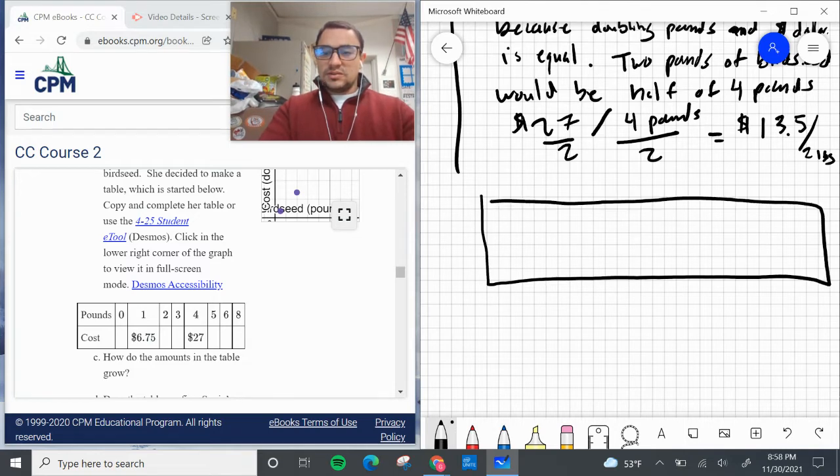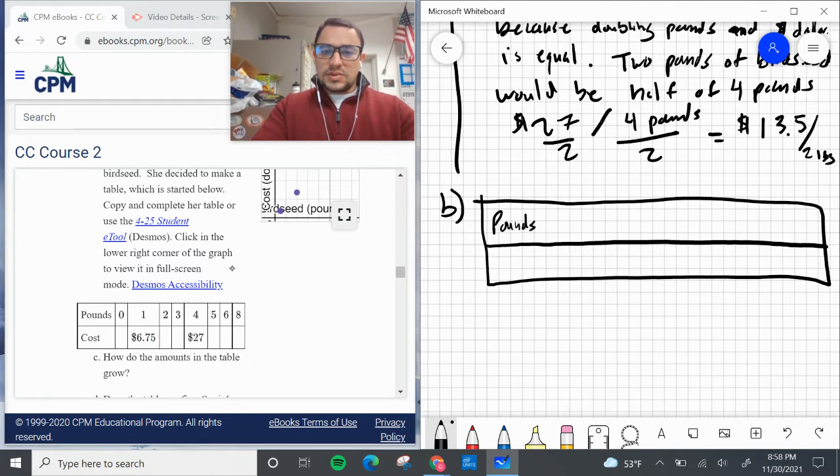Copy this table down. This is for B. Copy and complete the table below. All right, so we're going to copy this table here. And this is pounds, and this is cost. So if at 0 pounds, how much should it cost? Well, did I buy anything? No, so it shouldn't cost anything. So I'm going to make that a 0.